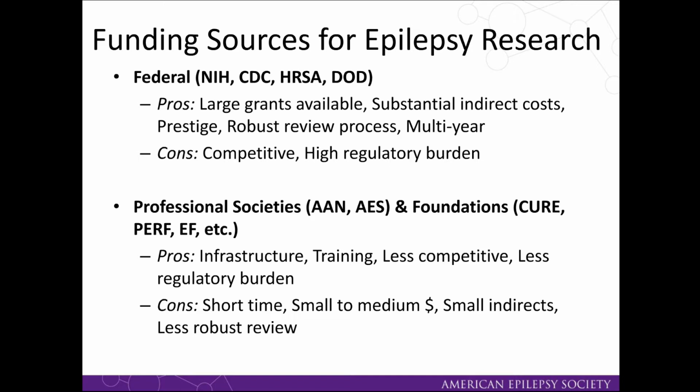And the review process is not nearly as robust. It's typically a single round. You might get a few paragraphs explaining what the pros and cons of your grant are. A lot of these organizations will try to mimic the federal review processes as much as possible, but it's never quite the same. And so sometimes it's frustrating because you put a lot of work into the grant, and then the feedback you get is limited.